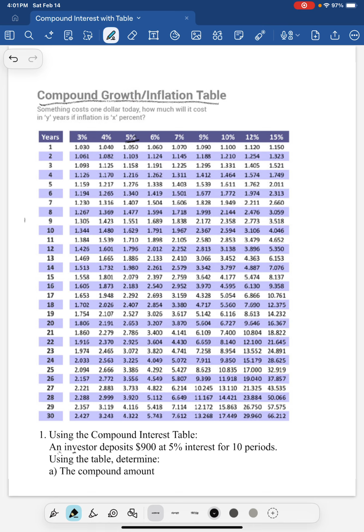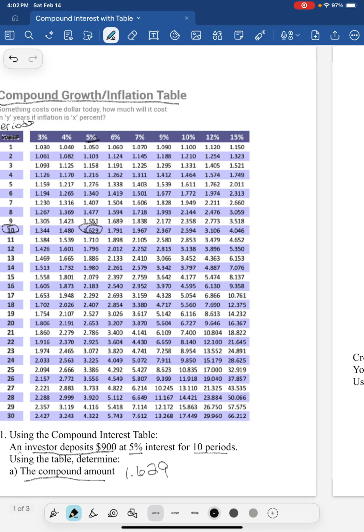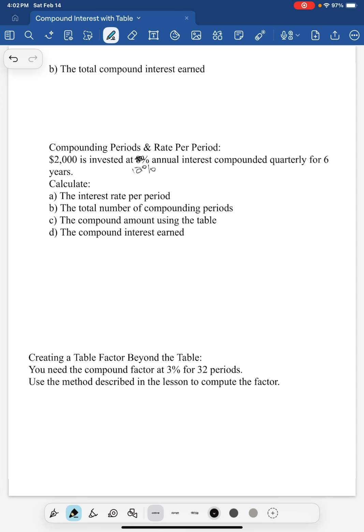The first question is an investor deposits $900 at 5% interest for 10 periods. Find the compound amount is the first thing we need to do. Now this says years, but it's periods is what we're using this table for. Okay, this is just to show you how it would work. All you need to do is find the place where 10 intersects with 5. And you see that your compound amount is 1.629, okay? So the total compound interest earned, you have 1.629, and that is the compound interest on $1, okay?